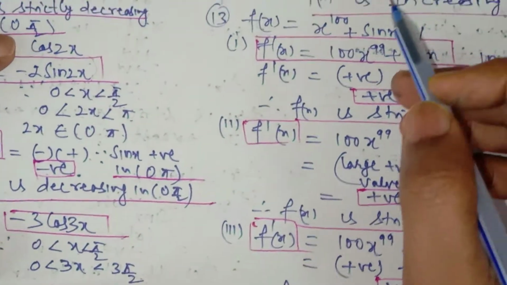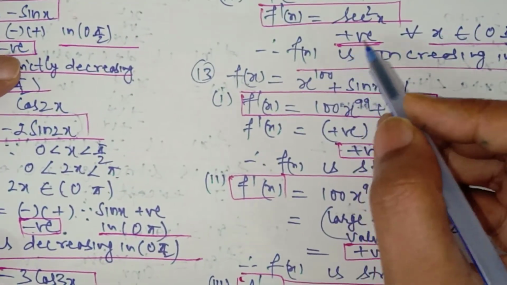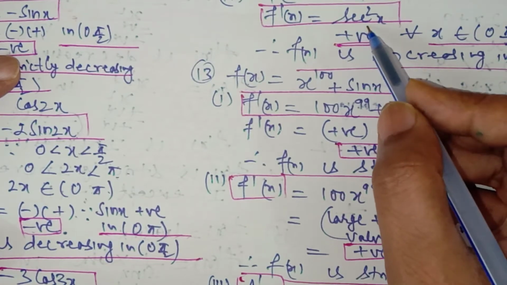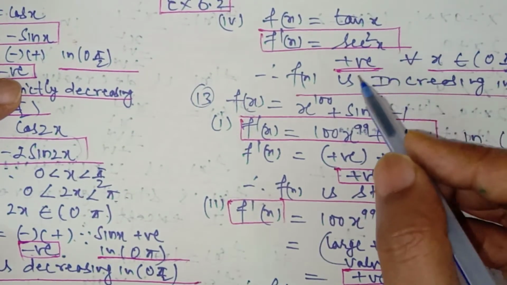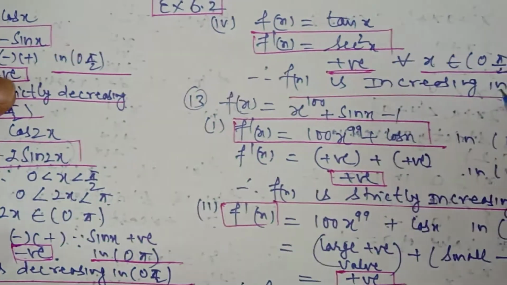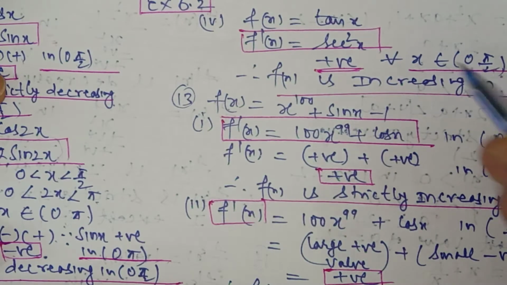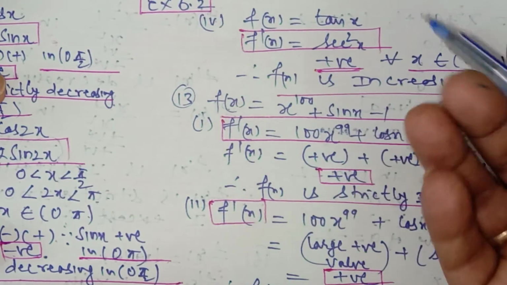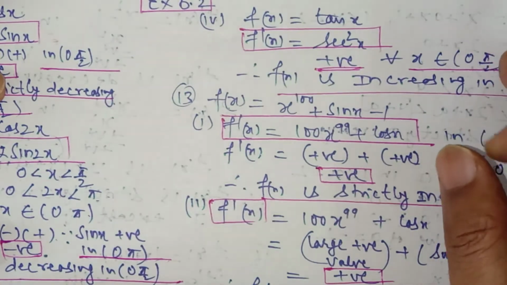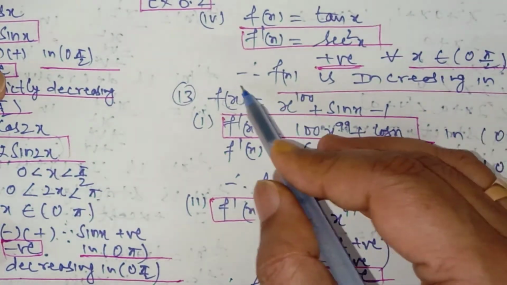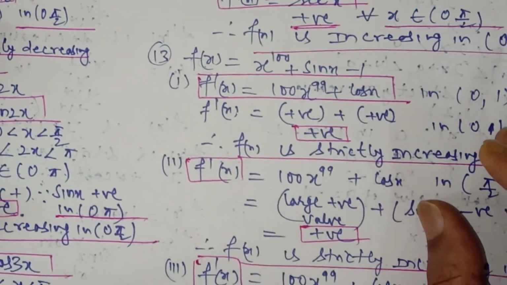Now in the fourth part, f x is given as tan x, so its first derivative will be sec square x, and sec square will always be positive. Any interval can be there, but it is given 0 to pi by 2. In the first quadrant sec is positive, and square will make it positive in the second quadrant also. So f x is increasing in this function.